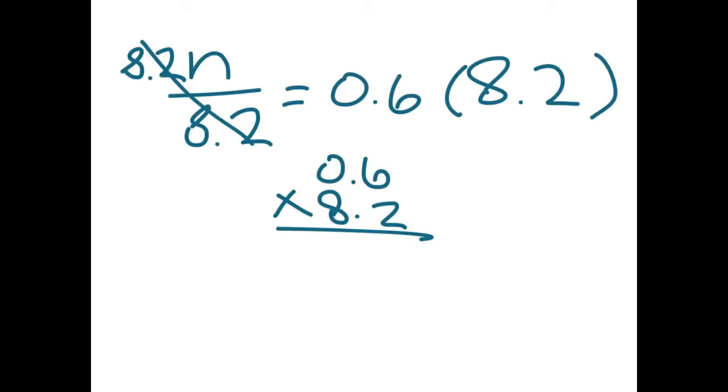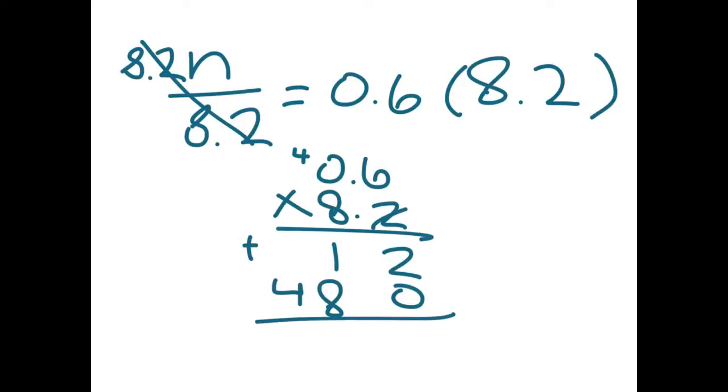2 times 6 equals 12. 2 times 0 equals 0. Times 1 is 1. Cross out the 2, put down the 0. 8 times 6 equals 48. Make it a 4. 8 times 0 is 0. Times 4 is 4. 2 plus 0 is 2. 1 plus 8 is 9. And 4 by itself is 4.